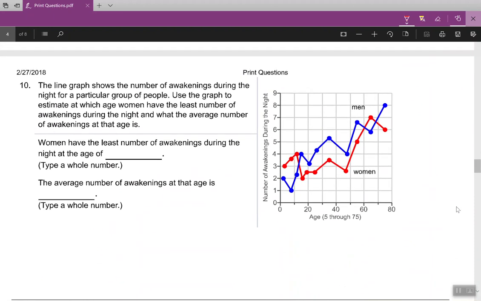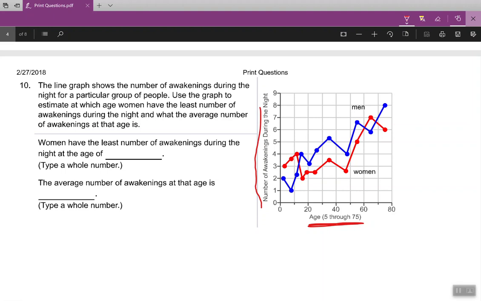All right, and then number 10 here says we have a line graph showing the number of awakenings during the night for a particular group of people. Use the graph to estimate at which age women have the least number of awakenings during the night and what the average number of awakenings at that age is. So if we look at our graph over here, we see that the women graph is plotted in red, the men are plotted in blue. We also see down here at the bottom that this axis represents our ages from 5 through 75, and then this vertical axis represents the number of awakenings.